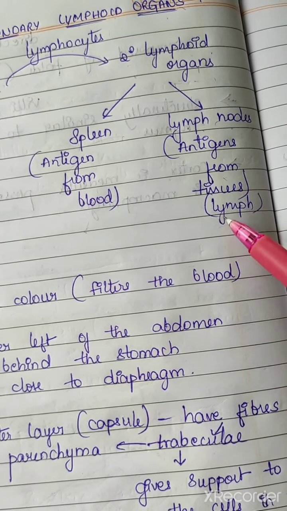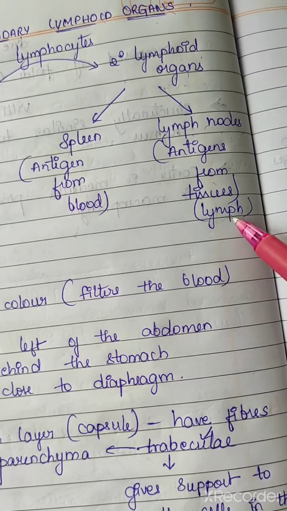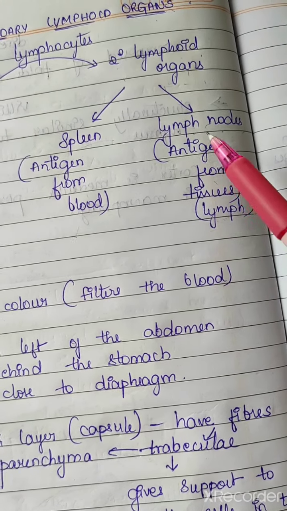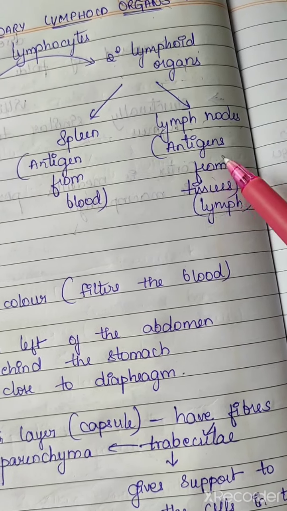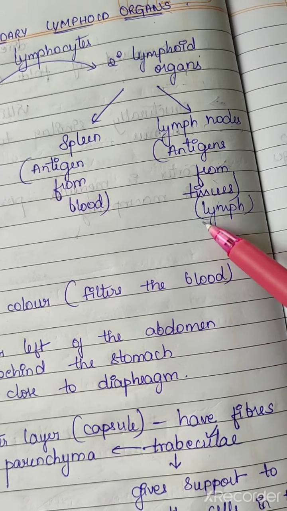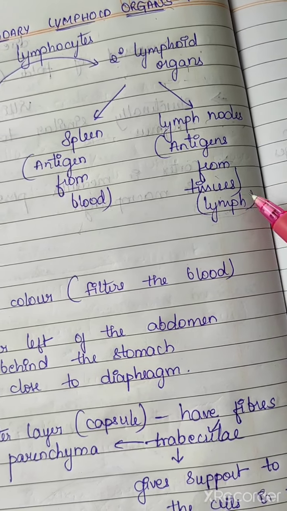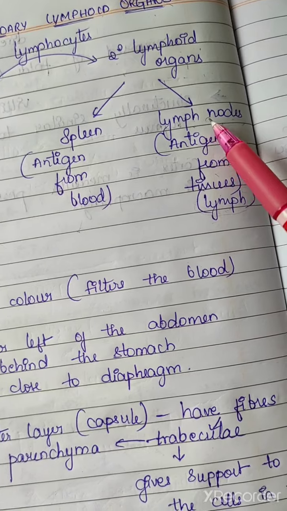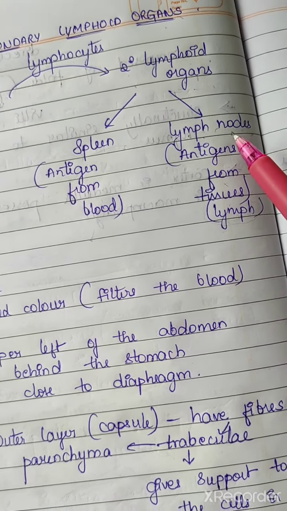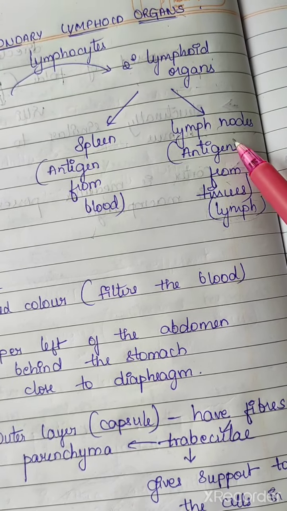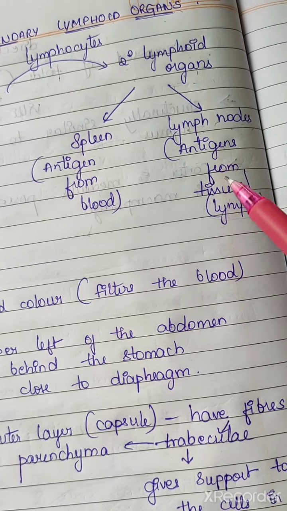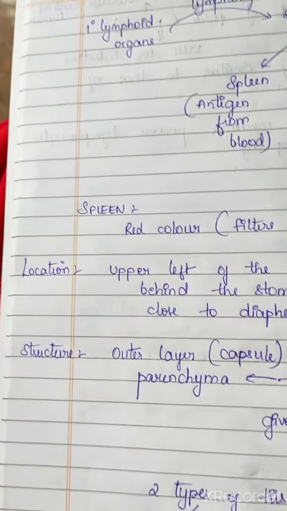We have discussed the lymph already in the previous class. So these lymph nodes remove antigens from the tissues through the lymph. Means lymph nodes carry out the function of immune responses. They destroy the antigens which enter into the lymph.